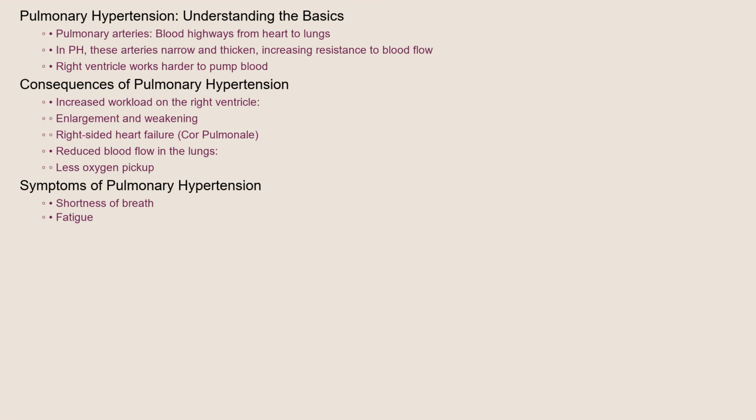To understand pulmonary hypertension, imagine the pulmonary arteries as busy highways carrying blood from the heart to the lungs. In PH, these highways narrow and thicken. This narrowing increases the resistance to blood flow, forcing the right ventricle of the heart to work much harder to pump blood through the lungs. Over time, this increased workload causes the right ventricle to enlarge and weaken, eventually leading to right-sided heart failure, also known as cor pulmonale. The lack of efficient blood flow through the lungs also means that less oxygen is picked up, resulting in symptoms like shortness of breath and fatigue.